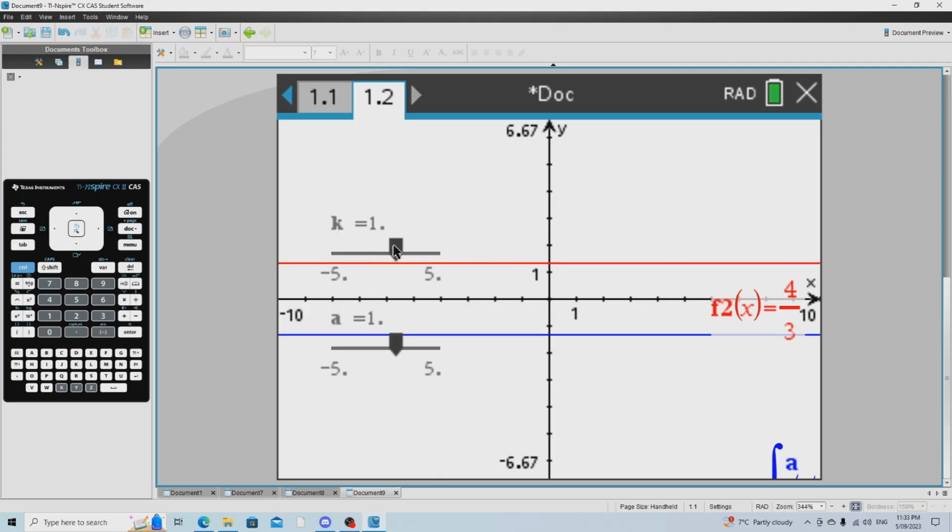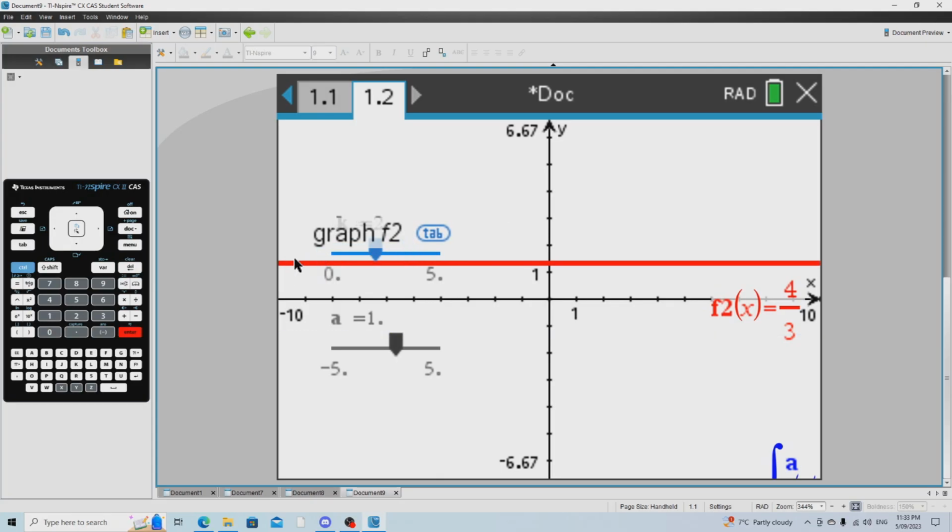Okay, and we know that k can only be greater than 0, so let's be safe and say that this is 0, and let's say this is 10. Or let's say, no, 8 now. And our a values can only be 0 to pi over 2. Okay, pi over 2. Perfect.